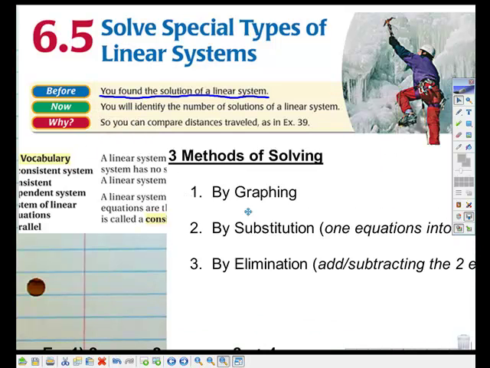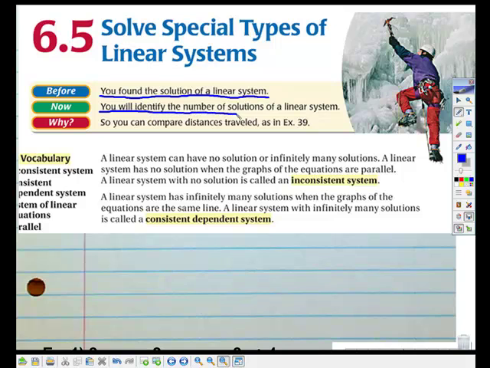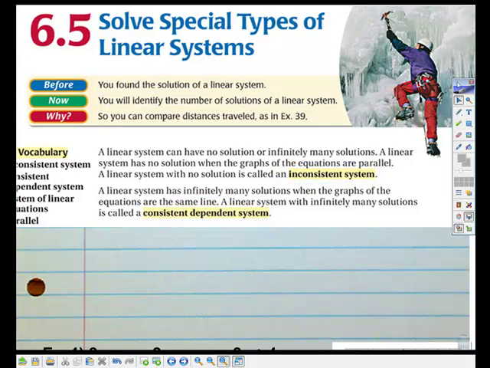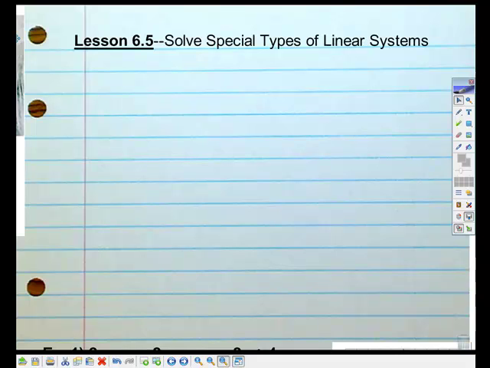And now that we have done that, what you're going to look at doing today is you will identify the number of solutions of a linear system, and you'll learn some difficult sounding vocabulary words here, inconsistent system and consistent dependent system. You'll learn what those are. So if we remove some stuff here, we'll get going with an example.